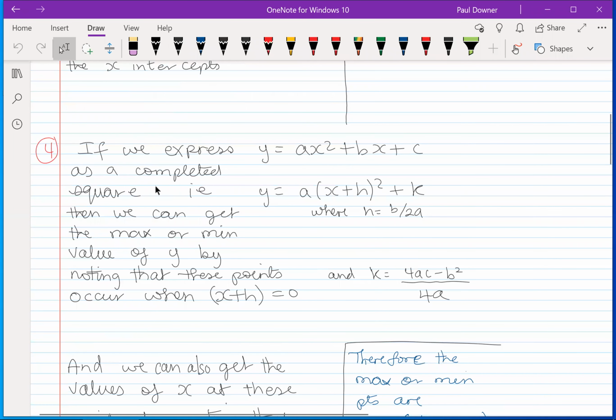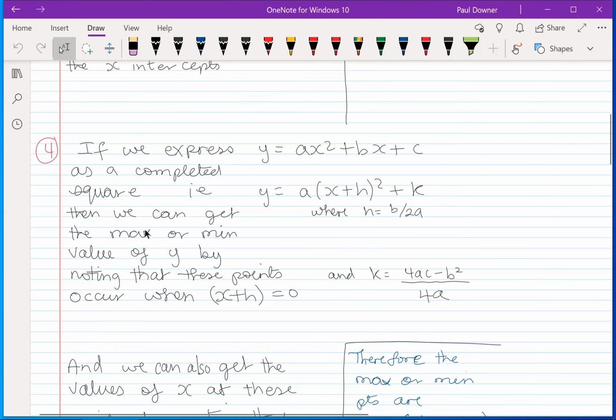The fourth thing, if we express this format, y equal to ax squared plus bx plus c, that's a particular format which is called the quadratic format, as a completed square. That is, if we take this and we put it into this form here, right? y is equal to a into (x plus h) squared plus k. a is this a here. h could be found by doing this calculation, b over 2a. And k could be found by doing this calculation, 4ac minus b squared all over 4a. If we calculate h and k and put it into this format, then this is known as the completed square format.